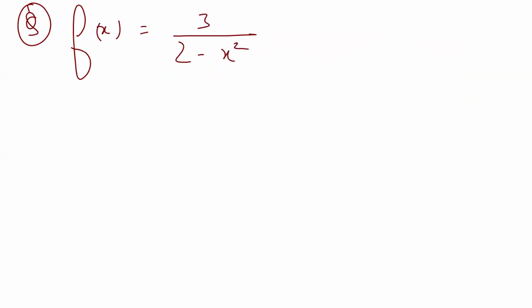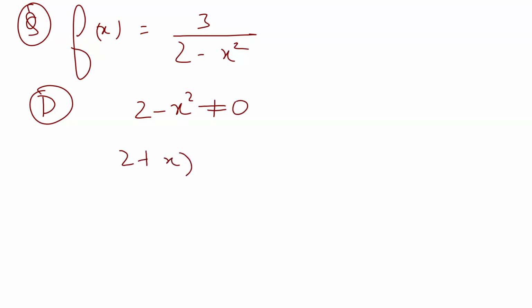So, next problem. f of x is equal to 3 upon 2 minus x square. For the domain, the denominator cannot be equal to 0. So 2 plus x into 2 minus x cannot be equal to 0. Take the critical values. Critical values are minus 2 and 2.